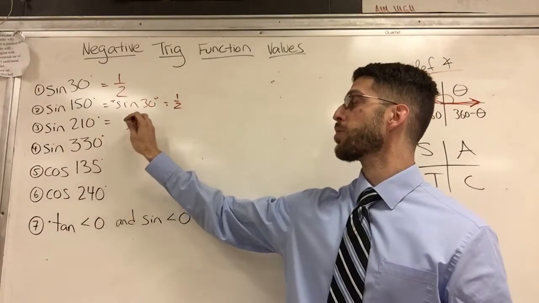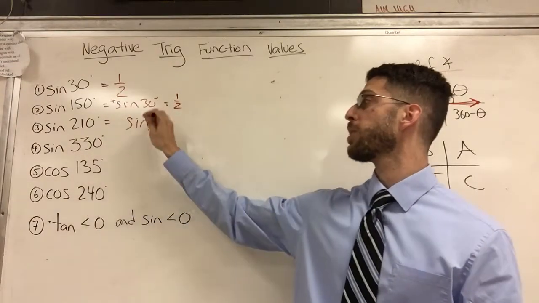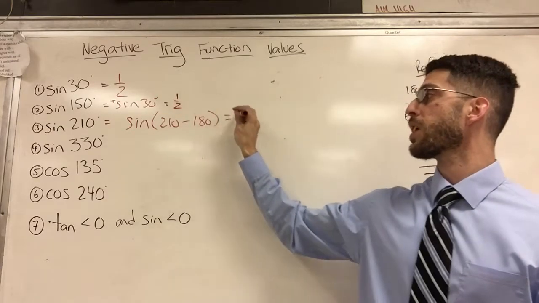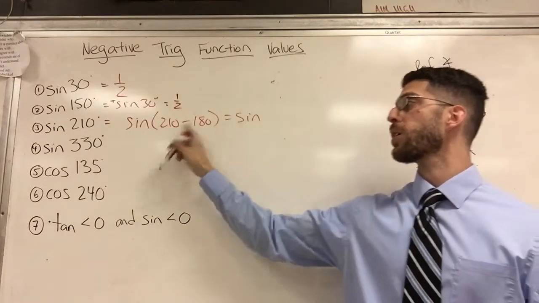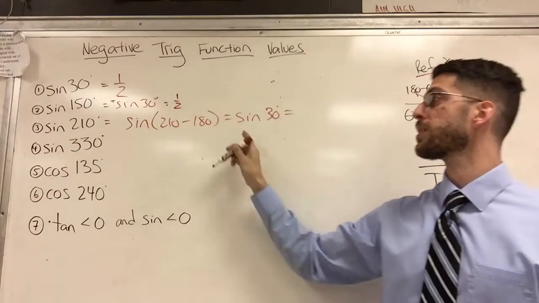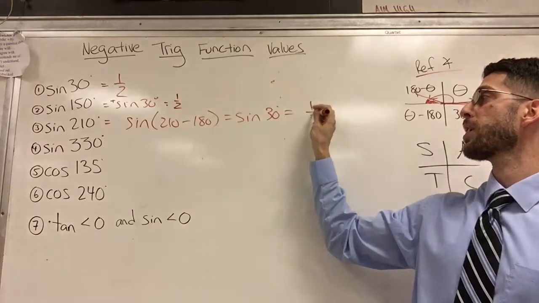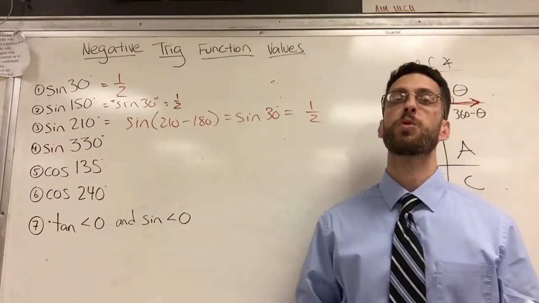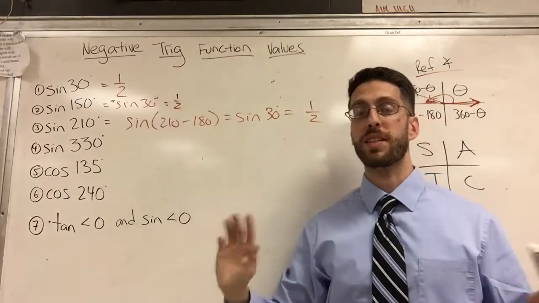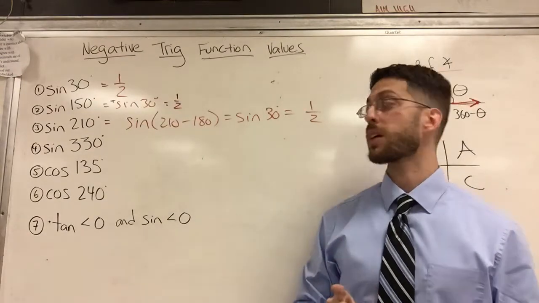Sine of 210 is really the same as sine of 210 minus 180, which is the sine of what? What's 210 minus 180? 30? Again? Oh, what a coincidence. And the sine of 30 is again 1/2. I'm doing this on purpose. I'm not worried about the 1/2 part. That's easy. I'm now worried about the sign.